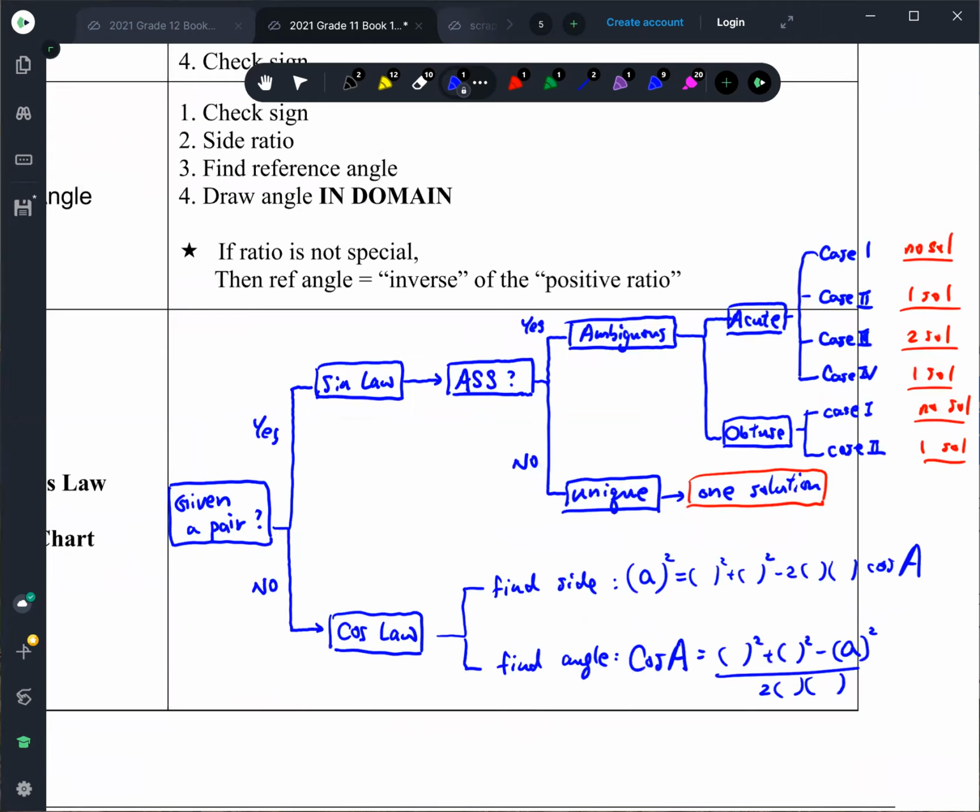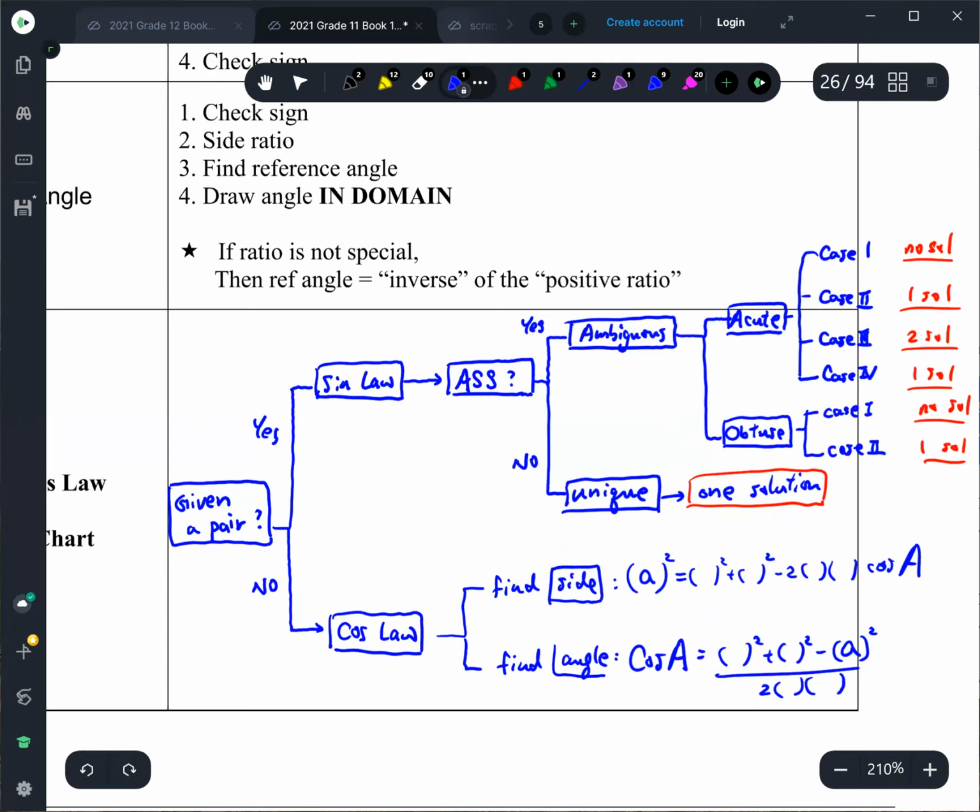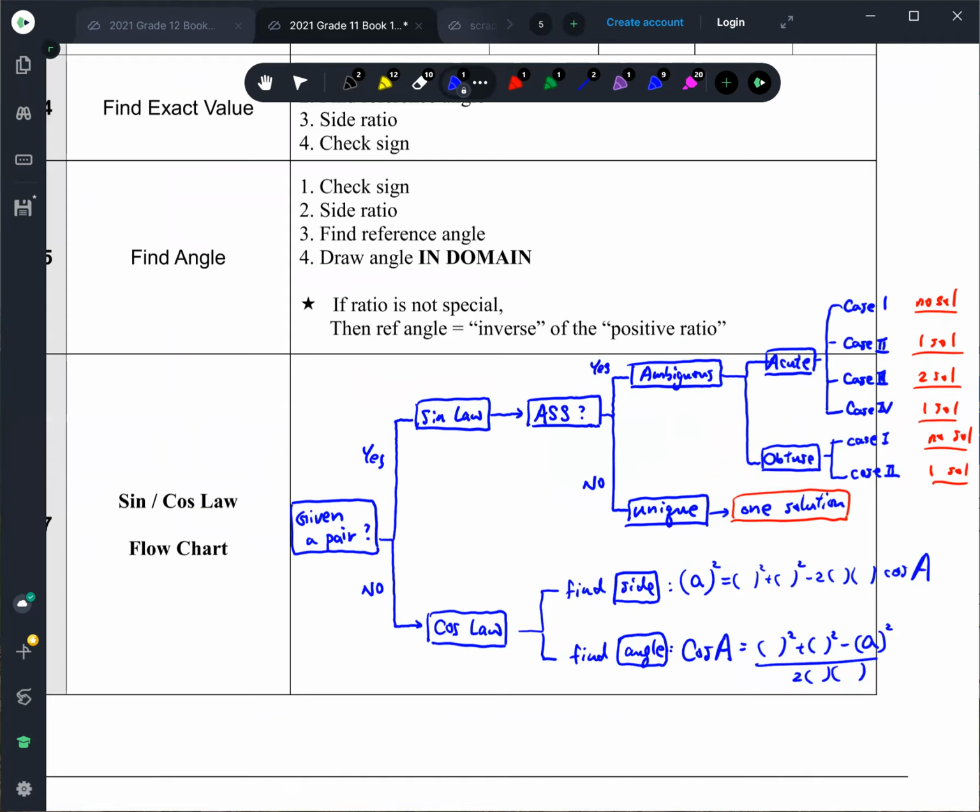Okay, you need to have this map. This is your Google Map for sine law and cosine law, or you get lost. Please raise your hand if you finished copying this flow chart, your GPS. Okay, you're done copying, please raise your hand.